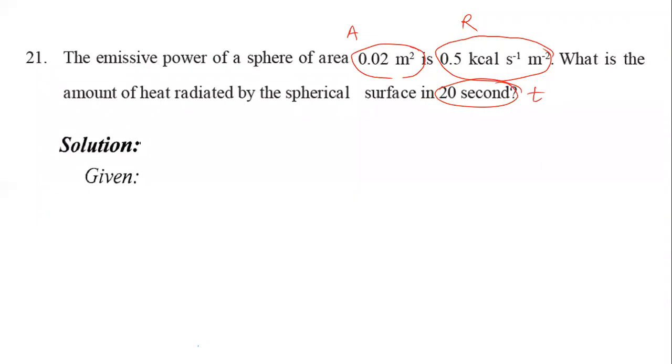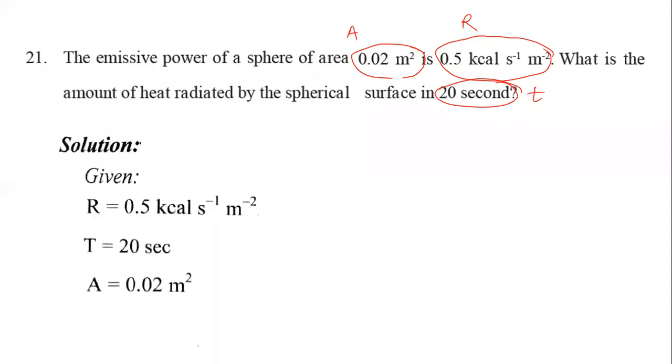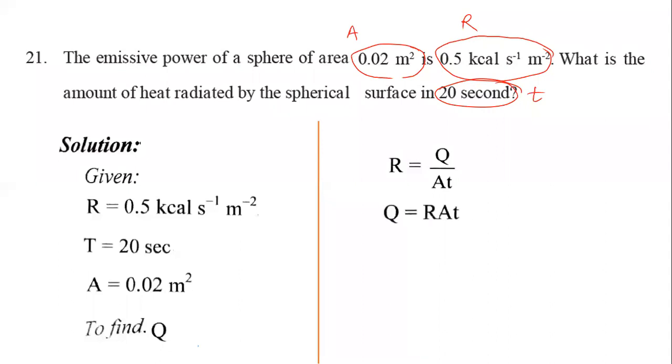Now let me list all the given quantities: this emissive power, time, and this area. And we have to find Q. So we can use Stefan's law of radiation. Sorry, we can find emissive power here. By this emissive power, the formula we can write like this: R is equal to Q upon A t, and Q we have to find.